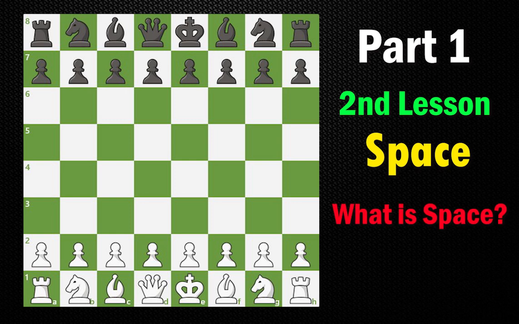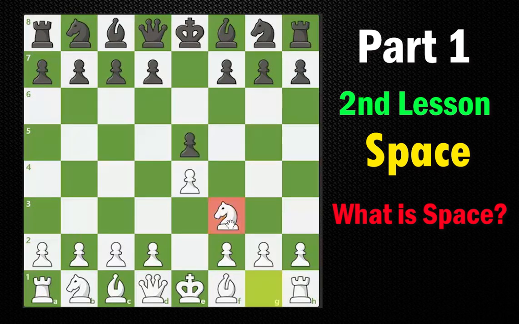Now, what is space? Space refers to the number of squares your pieces are controlling. By control, I do not mean the squares on which my pieces or pawns are present. By control, I mean the squares on which my pieces can go on the very next move, or the squares on which my pawns can capture on the very next move. For example, this knight over here can move to these 2 squares on the next move, so it's controlling these 2 squares.